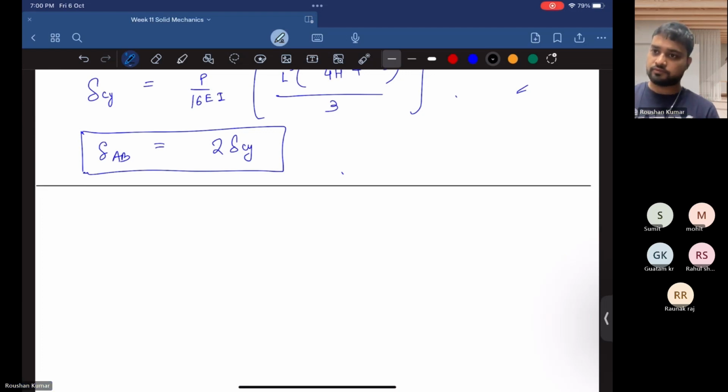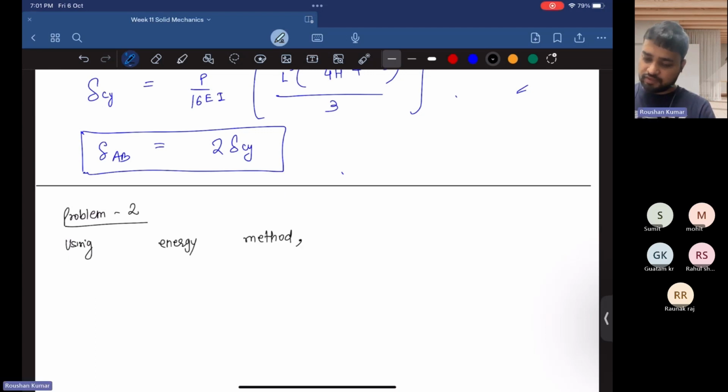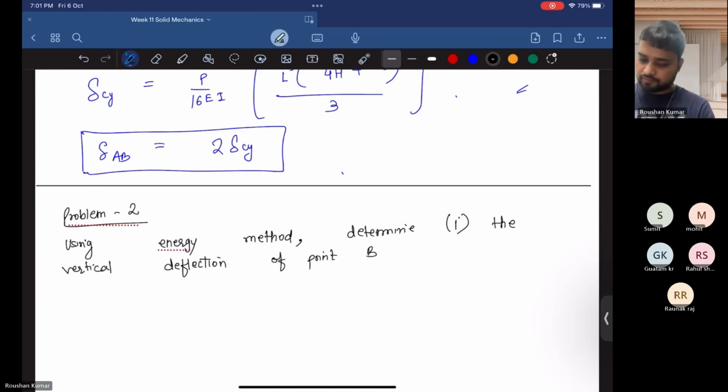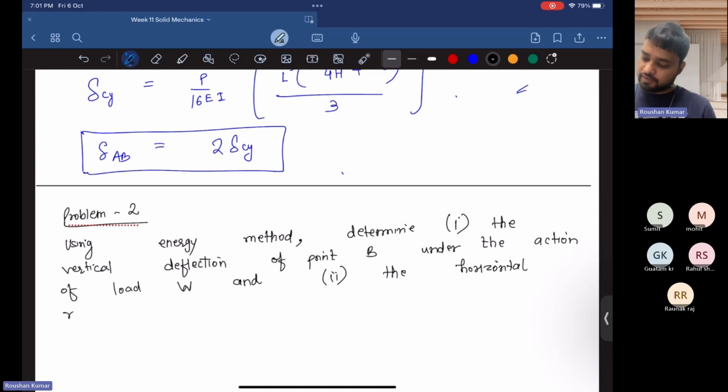It is problem number 2. So this problem states that using energy method, determine first the vertical deflection of point B under the action of load W. And the second part of this question is the horizontal reaction force at B.